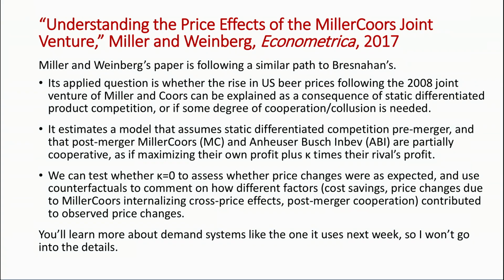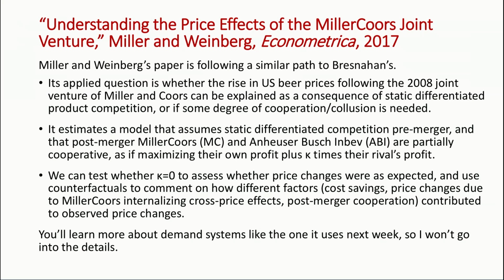The continuum of models is, assume it's as if each firm is maximizing their own profit plus kappa times the profit of the other firms. So kappa equals 1 would be full collusion, kappa equals 0 would be static competition, and kappa in between is some degree of partial collusion between the firms.